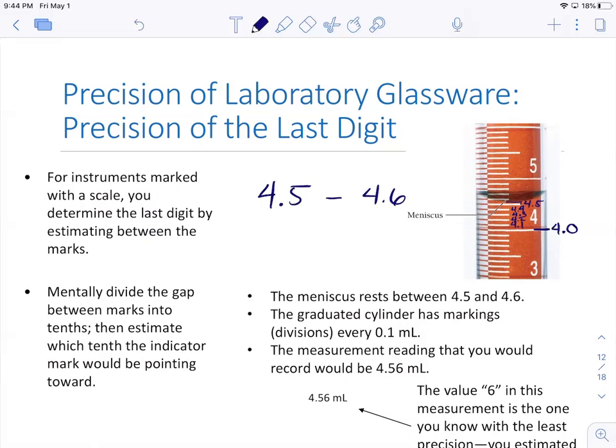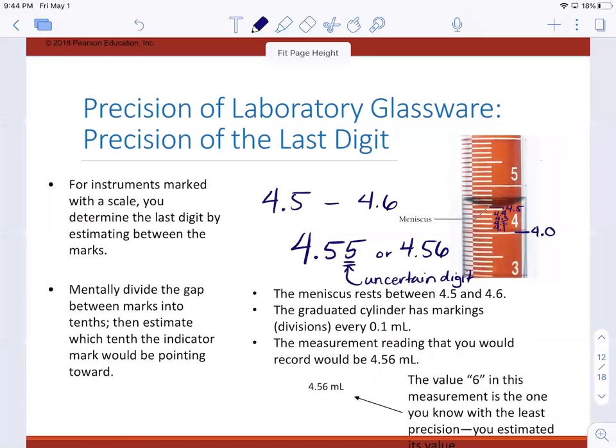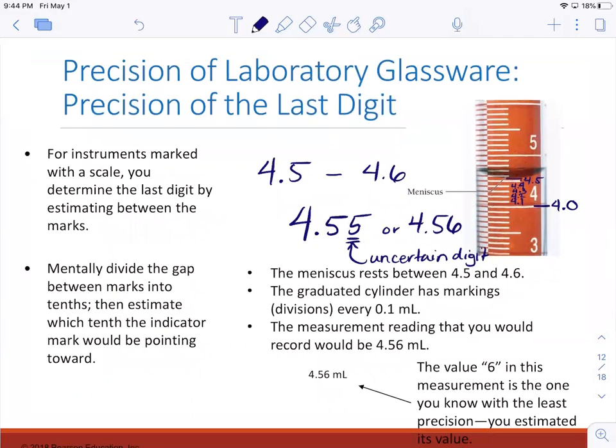So as a good scientist, I can estimate one extra significant figure. So I could say 4.55 or 4.56. That's my one uncertain digit. It's me being able to give my little bit of two cents and my observation in order to say, what's that last value? You can't estimate any more, only that one digit. So don't put a 0 on the end, don't put a 555. You're not that good.